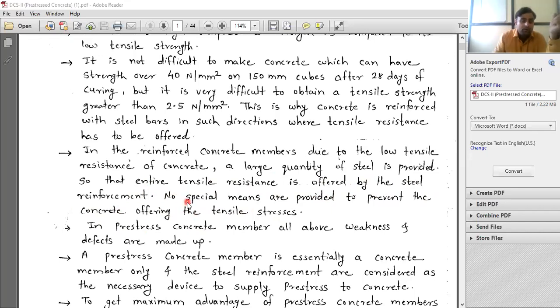Okay, so in the pre-stressed concrete members, all above weaknesses and defects are made up. So last line is important. Whatever we have talked now in last 10-15 minutes in these 2-3 points, all these defects are made up in pre-stressed concrete members. Okay. So that is the need of pre-stressed concrete member. माझं विचारलं need काय? तर हे सगळे प्रॉब्लेम्स आहेत नॉर्मल कॉन्क्रीट मध्ये. To overcome this, we go for pre-stressed concrete member.